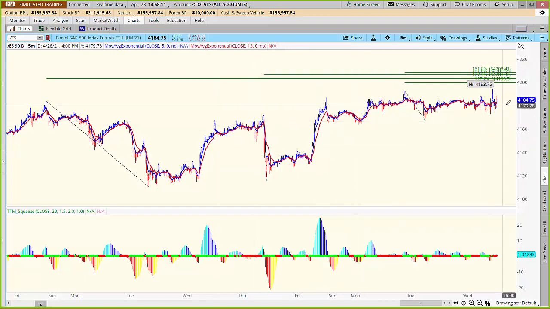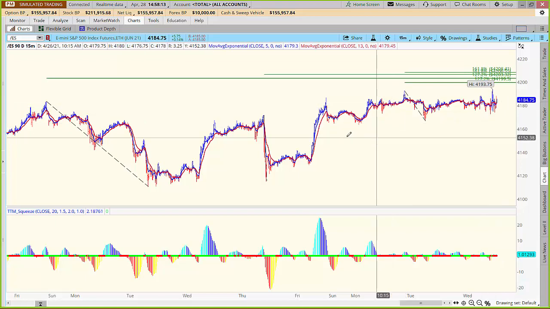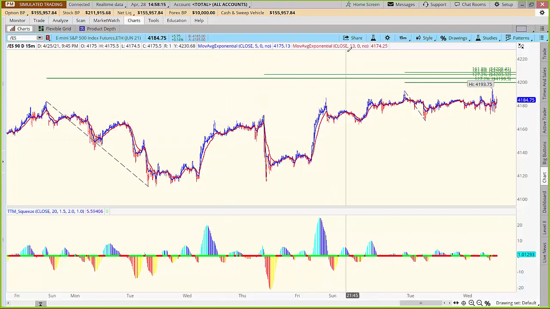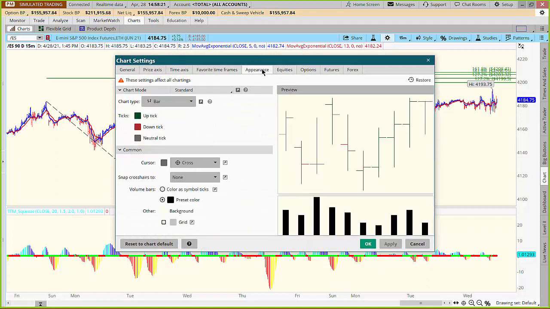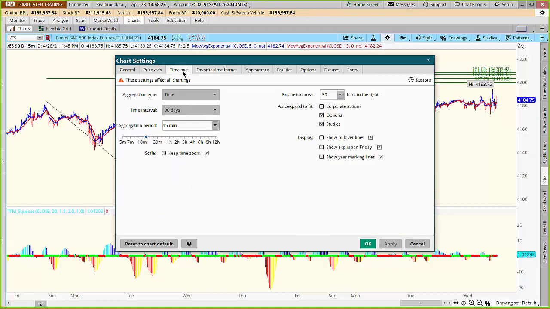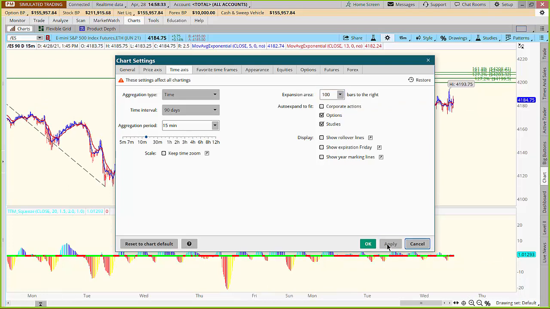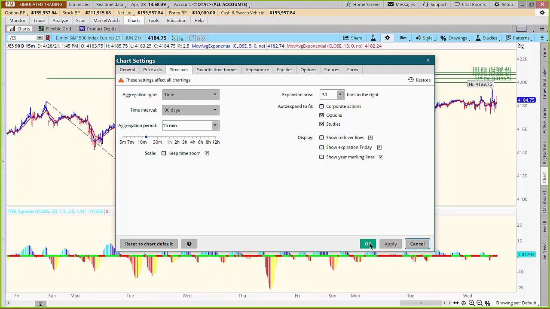And also, if you don't have enough room at the end of the chart to see levels, I think for that, appearance, let's see, is it appearance or no, time axis, you can tell it how many bars to go to the right. If you wanted 100, then you change it to 100. You typically don't need 100, but it's all up to what you're trying to achieve.